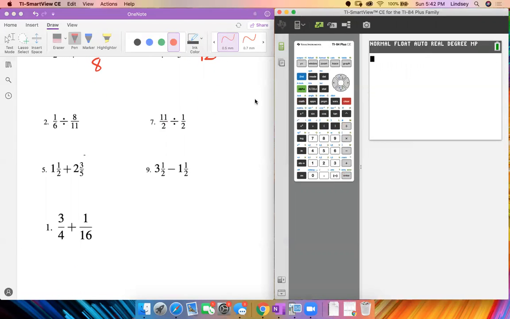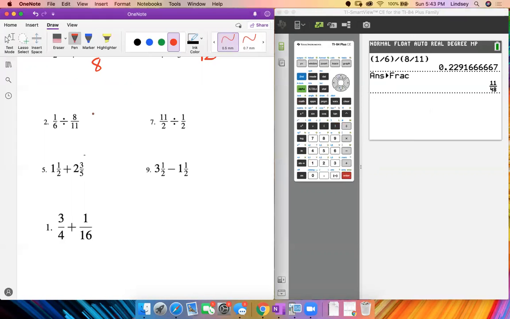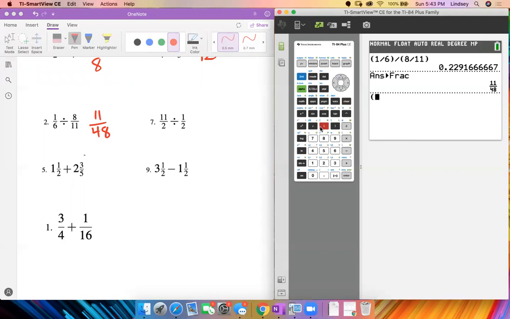All right, when we move on to division, it's the same concept. You just have to make sure when you do 1/6 divided by 8/11, same exact thing, you just change your operation. Math, enter, enter. All right, and the more you practice this, guys, even though it is just in your calculator, it's going to become second nature, okay? Okay, so that one's just 11.